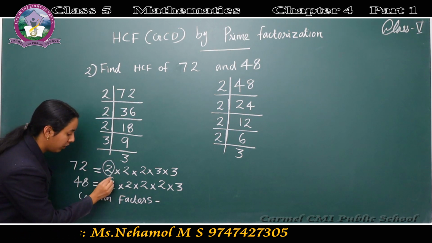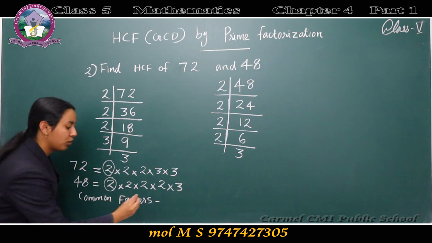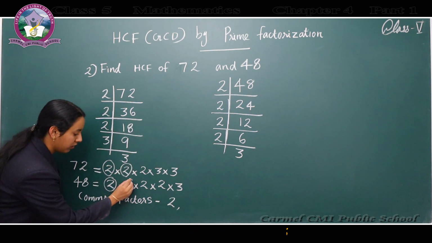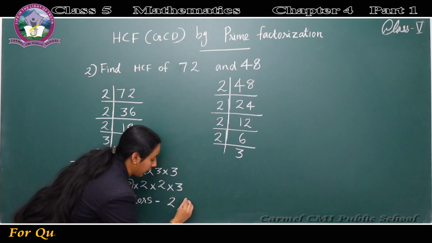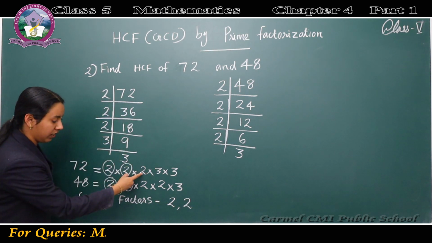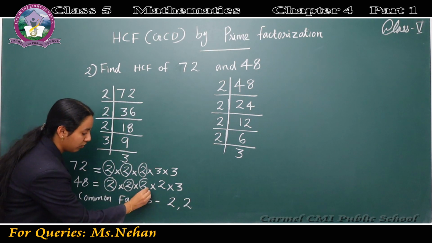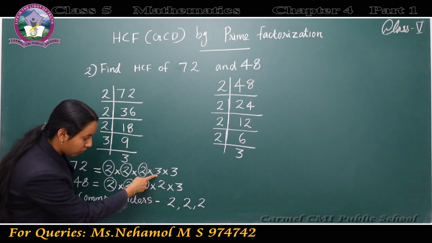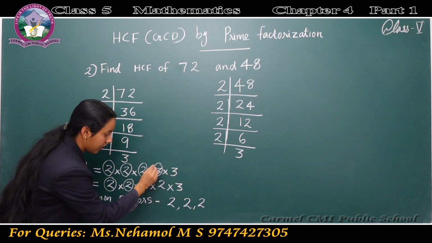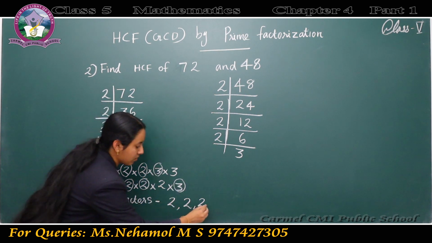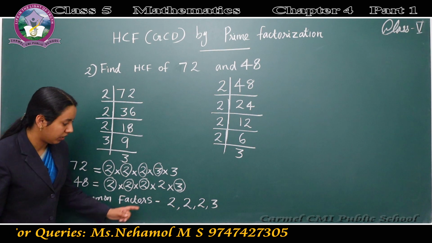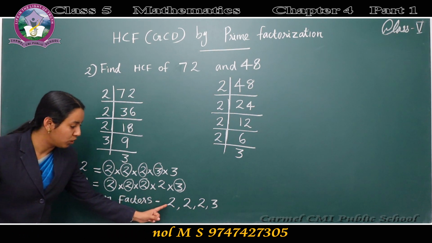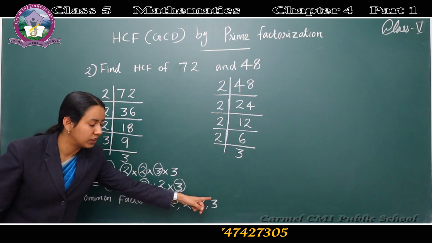2 is here, 2 is here. So 2 is a common factor. Then another 2 is here, here also 2. So again 2, then 2 is here, 2 is here. So 2, then now 3. 3 is here, 3 is here. So 3. Any other common factor? No. So common factors are 2, 2, 2, 3.